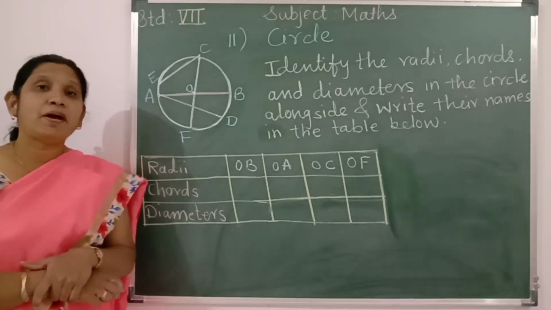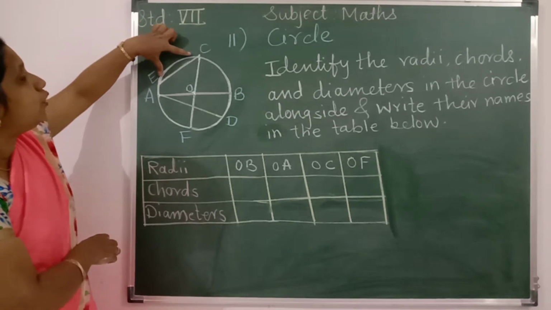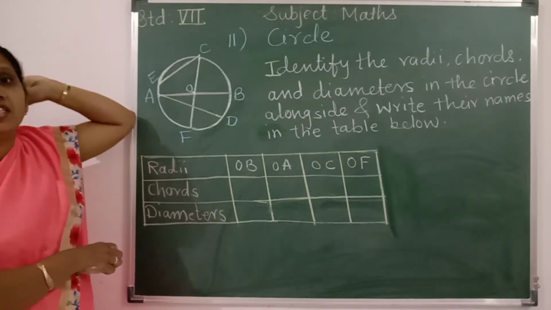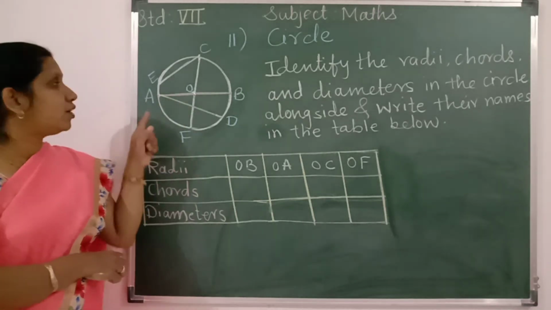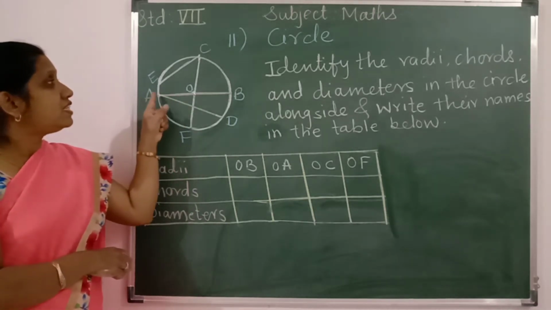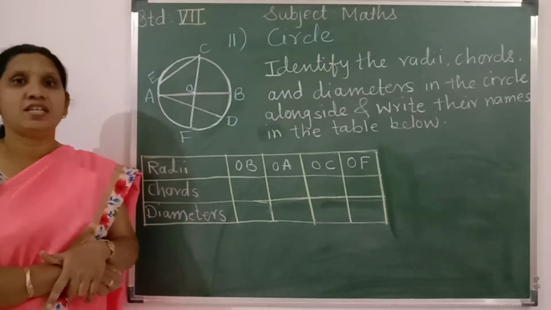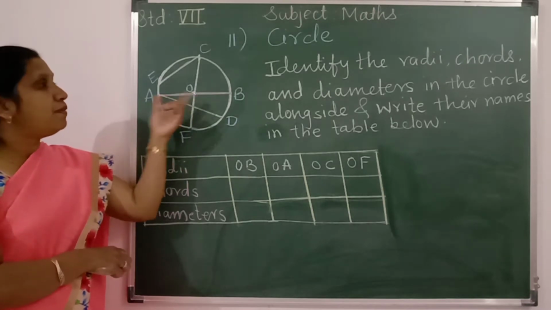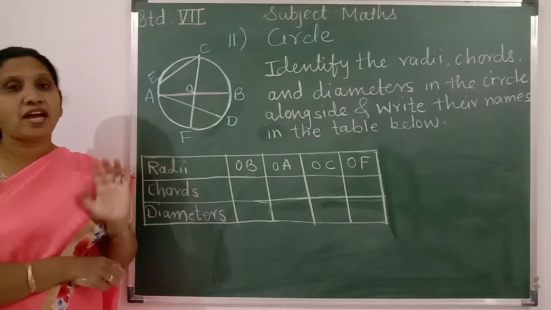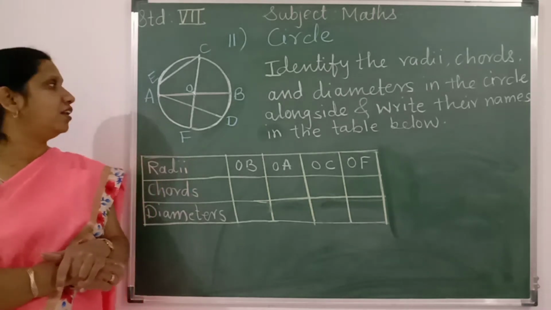Now we have to find out chord. Children, what is meant by chord? The distance between any two points on the circle is known as the chord. Even diameter is a chord because it is a line segment passing through the center of a circle. So, the diameter is also known as a chord, which is the longest chord in the circle.